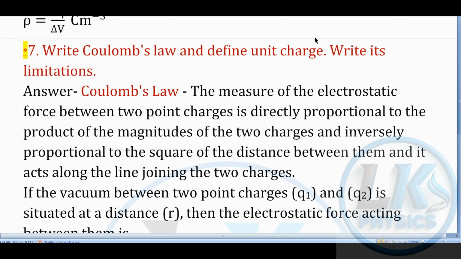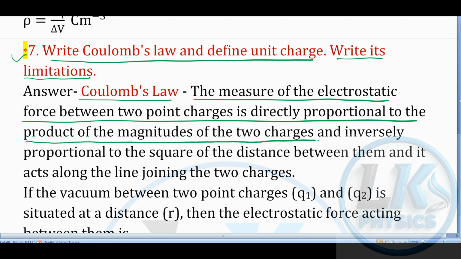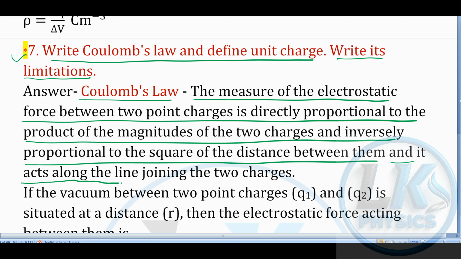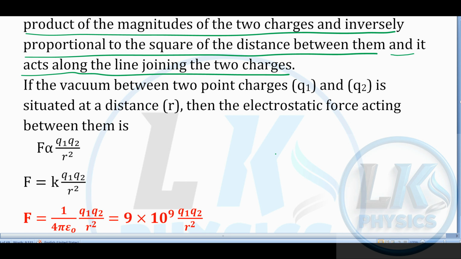Now, the important question is, write Coulomb's law and define unit charge. Write its limitations. Coulomb's law: the measure of electrostatic force between two point charges is directly proportional to the product of magnitude of two charges and inversely proportional to the square of the distance between them, and it acts along the line joining the two charges. This is the statement, and this statement can be written from the formula also.